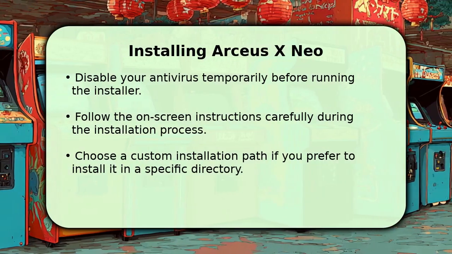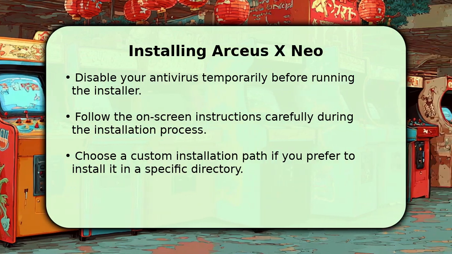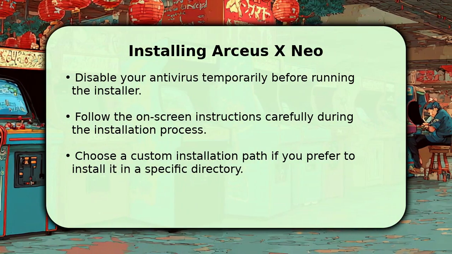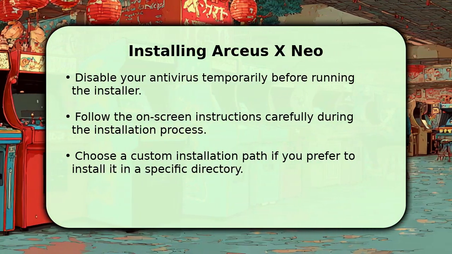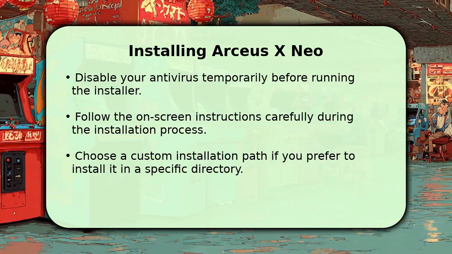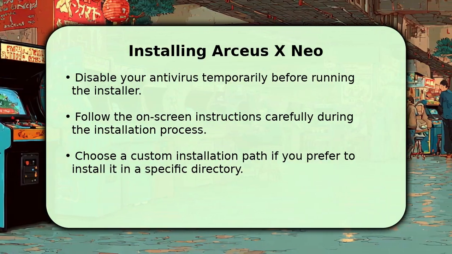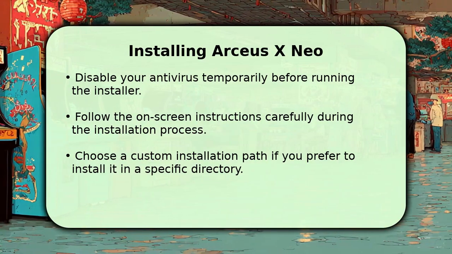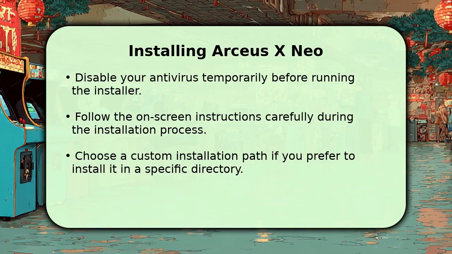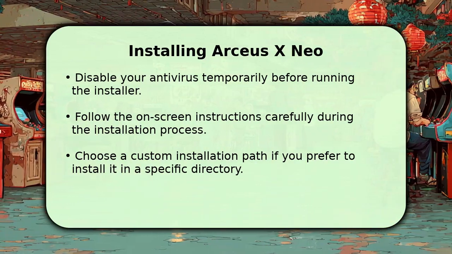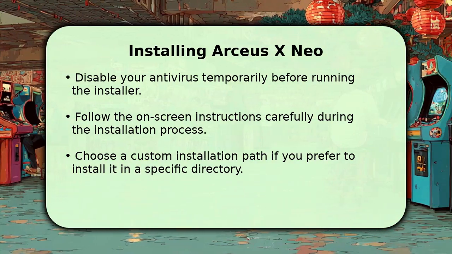After downloading, locate the installer file, typically in your Downloads folder. Before running it, temporarily disable your antivirus software to prevent false positives from interfering. Double-click the installer and proceed through each step, accepting the terms and conditions. The installation usually takes less than 1 minute to complete. Once finished, launch the Arceus X Neo application, preparing it for its key generation process.